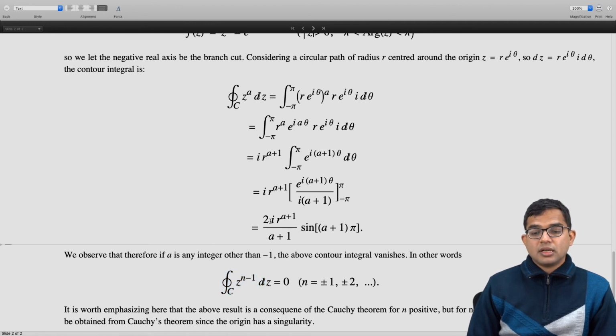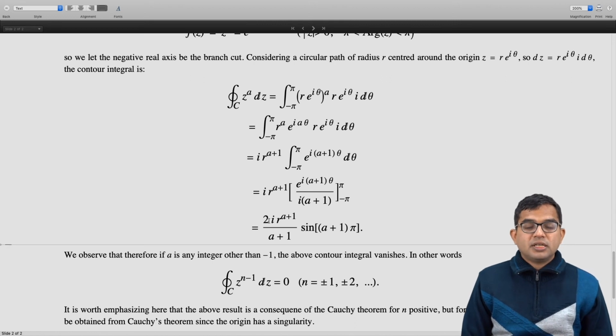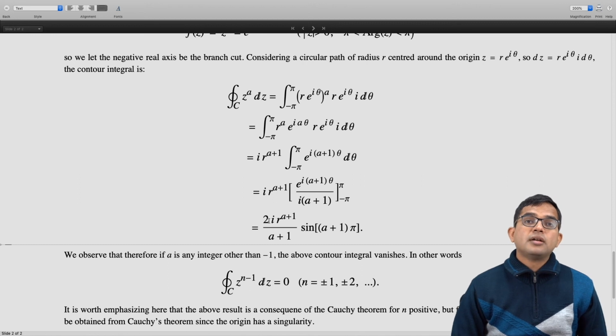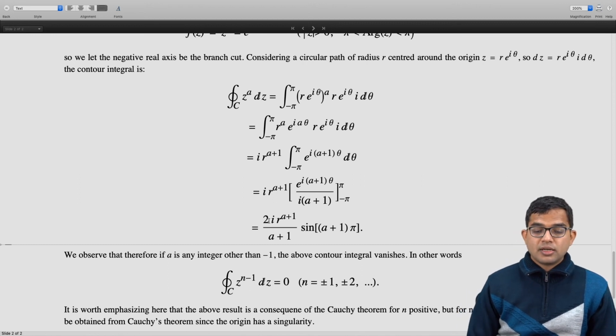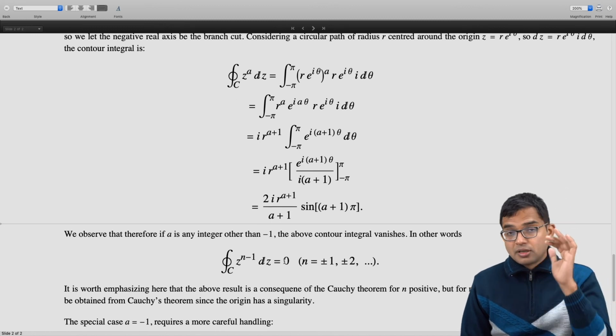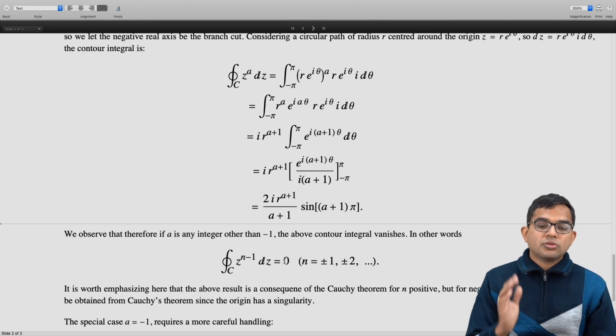So this is something that we have worked out from first principles here, but we also saw this from the antiderivative perspective as well, right? But when a is equal to minus 1, that's very special. We also worked out that particular integral, breaking down the contour into two different parts.